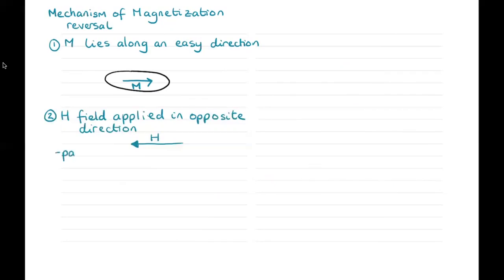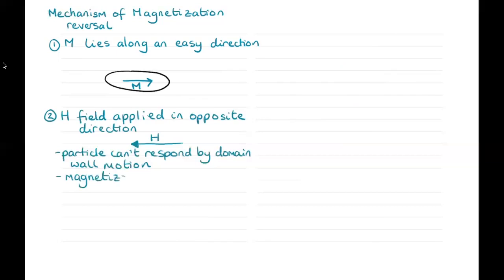The particle can't respond by domain wall motion because there are no domain walls. And the only way the particle can reverse its magnetization is by rotating the magnetization through the hard direction.